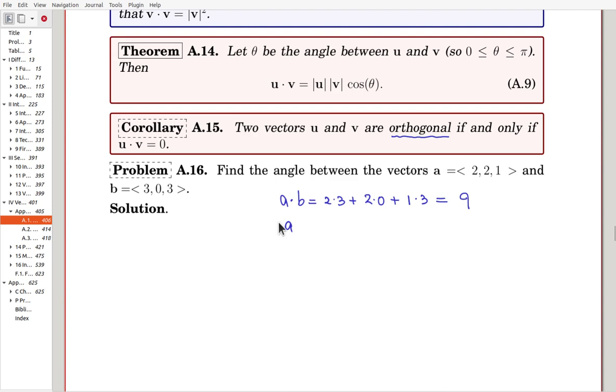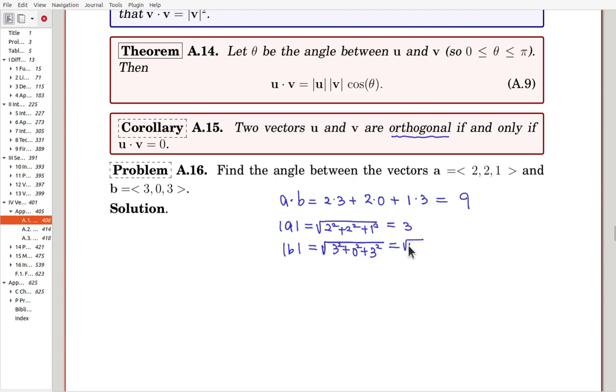What is the norm of A? That is the square root of 2 squared plus 2 squared plus 1 squared, which is 9, so that is 3. And how about the norm of B? That is the square root of 3 squared plus 0 squared plus 3 squared. That's 18.